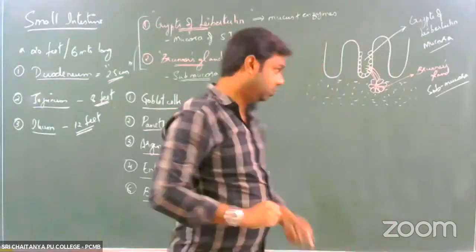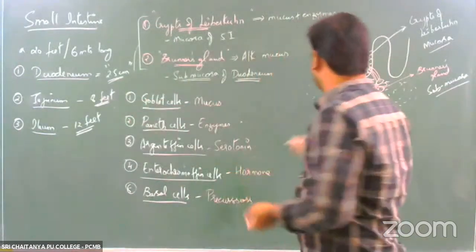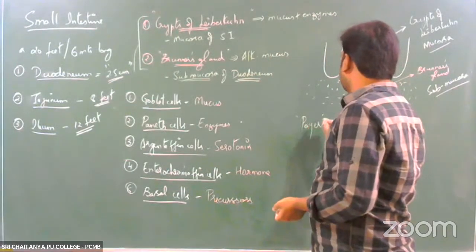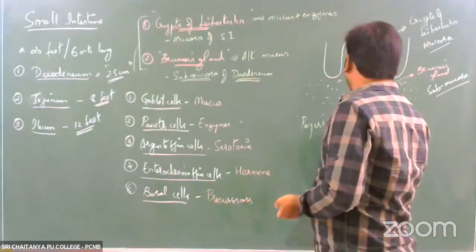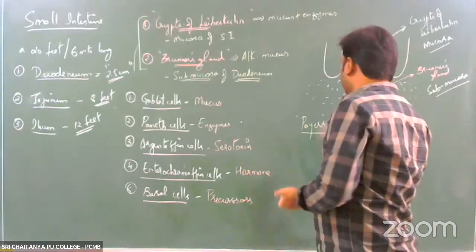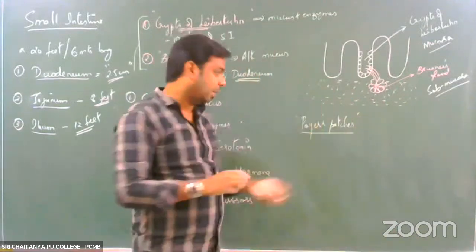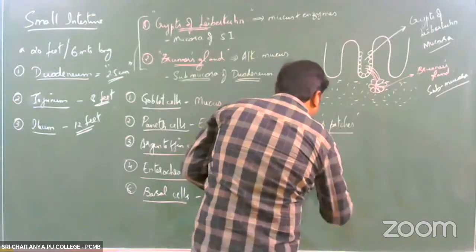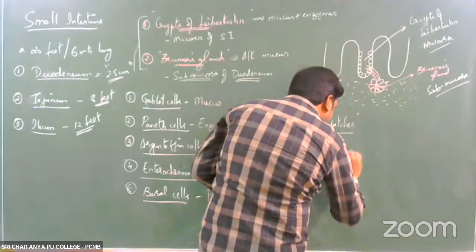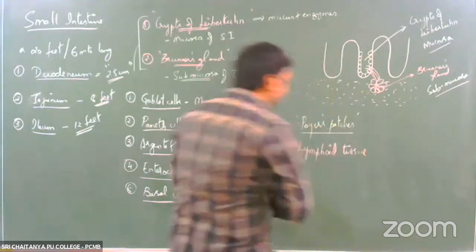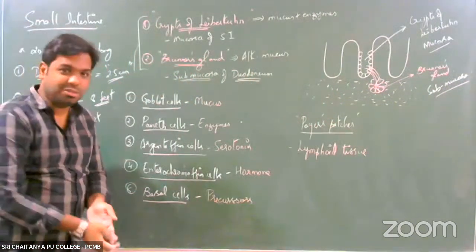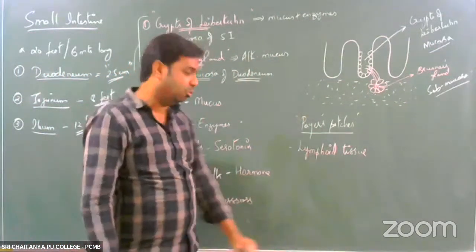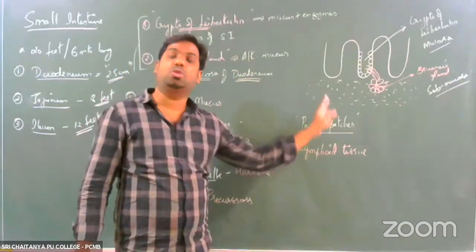Now one more important structure: there is something called Peyer's patches. These Peyer's patches are said to be lymphoid tissue, very much similar to the tonsils. They are usually present in the submucosa region of the small intestine. So in the submucosa region of the small intestine, there is this lymphoid tissue called the Peyer's patches.